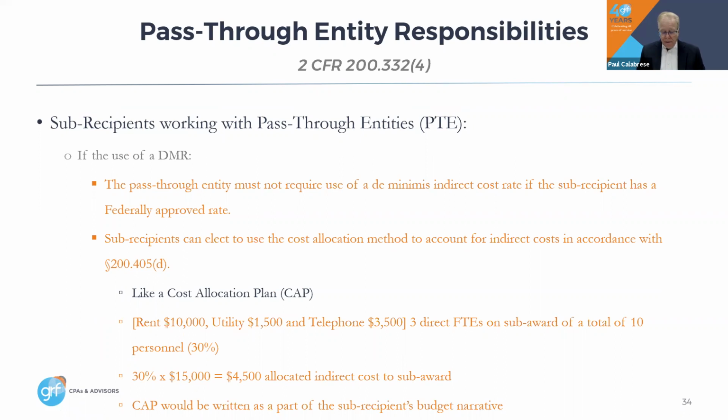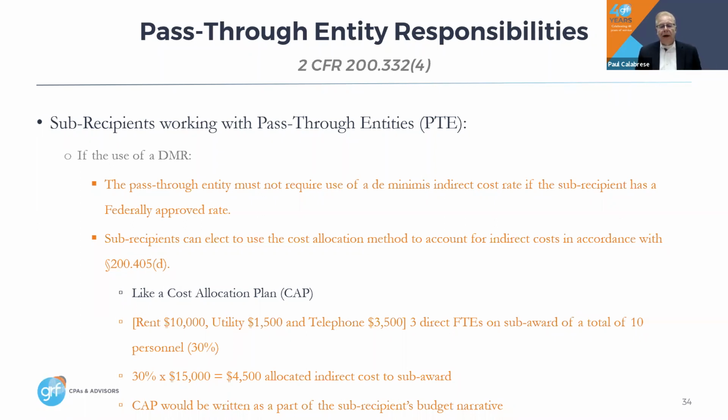Instead of going through this in detail because our time is limited, it's just to let you know that if you choose not to use the DMR and you are a subrecipient to a pass-through, you can use something like the direct allocation method and allocate rent, utilities, or telephones directly to your award. The government allows you to do that.